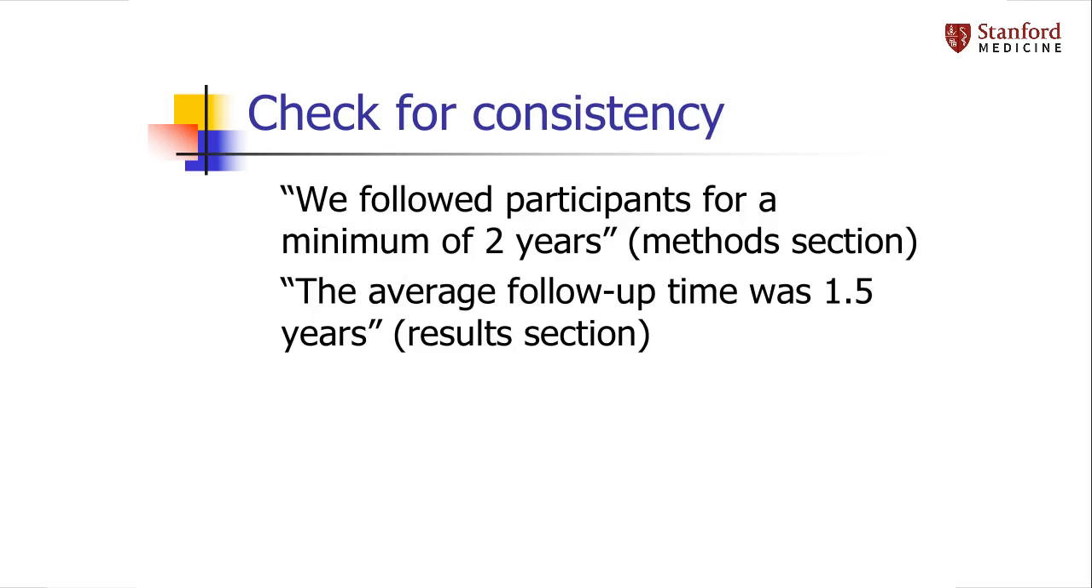Checking for consistency means making sure that you don't have things that are contradictory in different places in the manuscript. This happens often. I was editing somebody's work, and in the methods section, they said, we followed participants for a minimum of 2 years, but in the results section, they said that the average follow-up time was 1.5 years. Clearly, the average follow-up can't be 1.5 years if the minimum follow-up is 2 years. So this was an inconsistency.